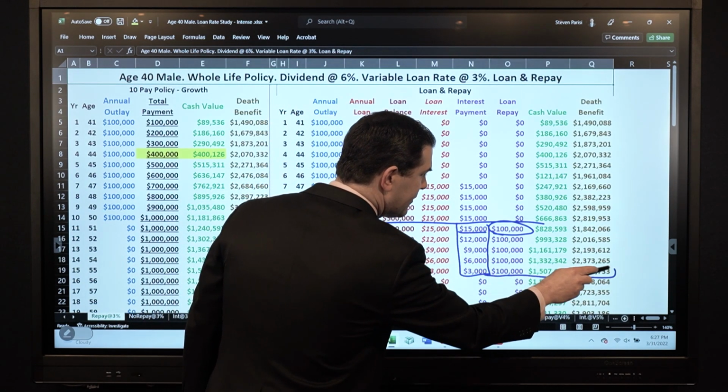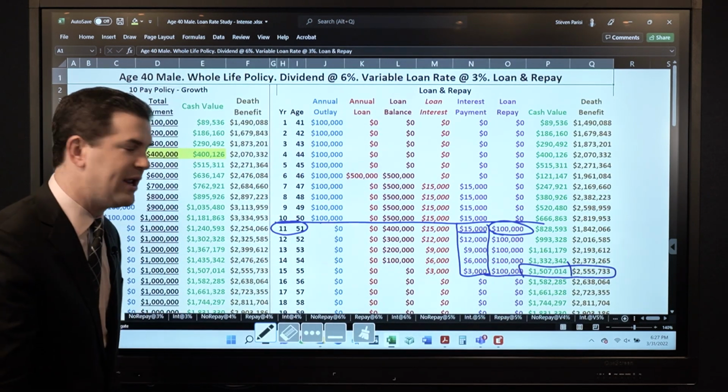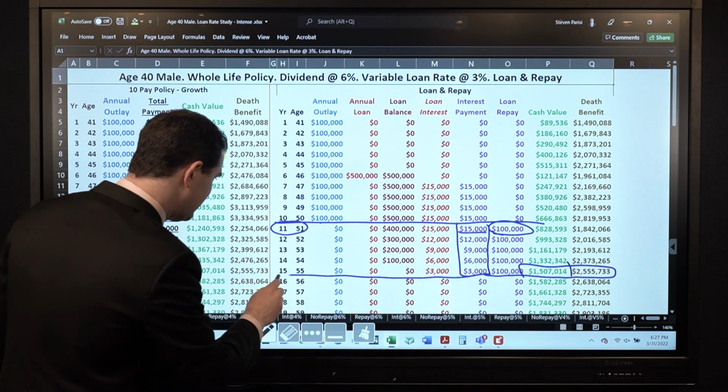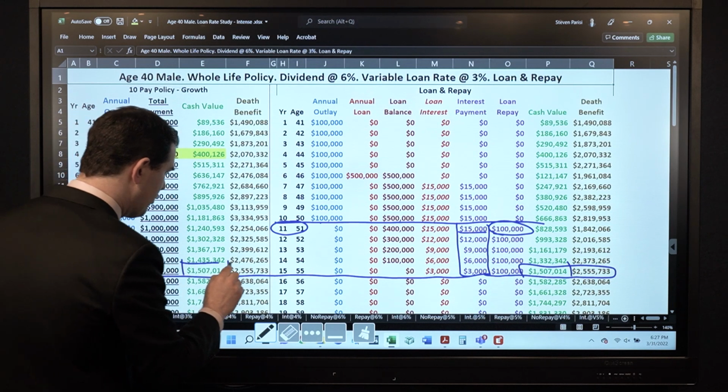until it's paid back. What do you notice about the cash value death benefit when it is paid back compared to the example where I just let it sit and grow? Year 15, let it sit and grow. What do you have?